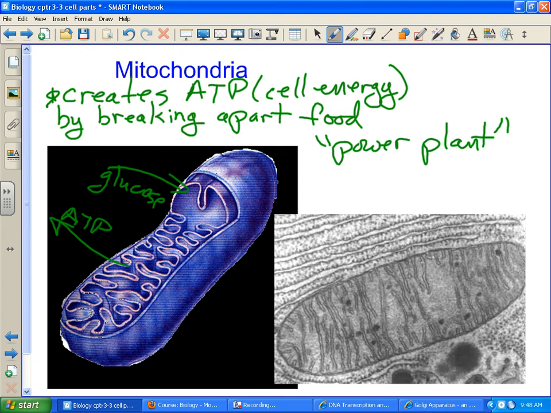What kind of cells might need a lot of these? Muscle cells. Yeah, muscle cells have thousands, whereas skin cells might only have a dozen or so. But your muscles require tons of energy, and so they need lots of these little microscopic power plants.